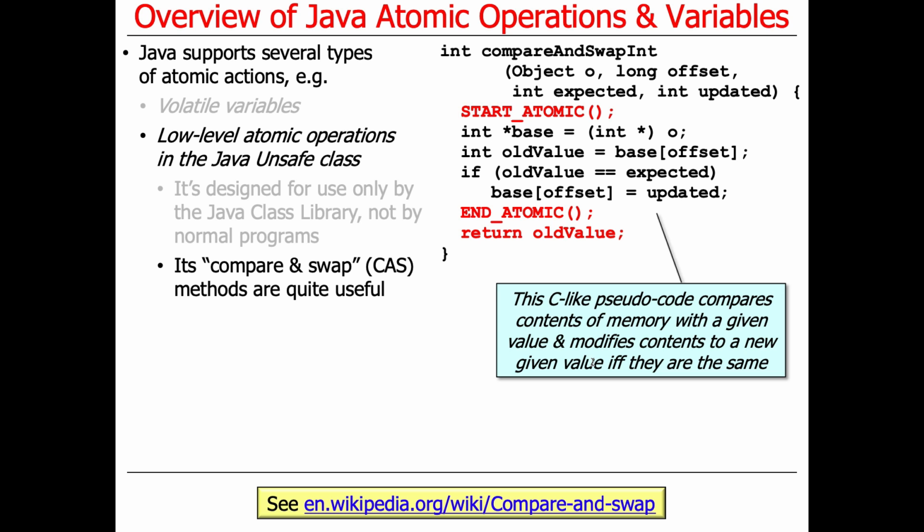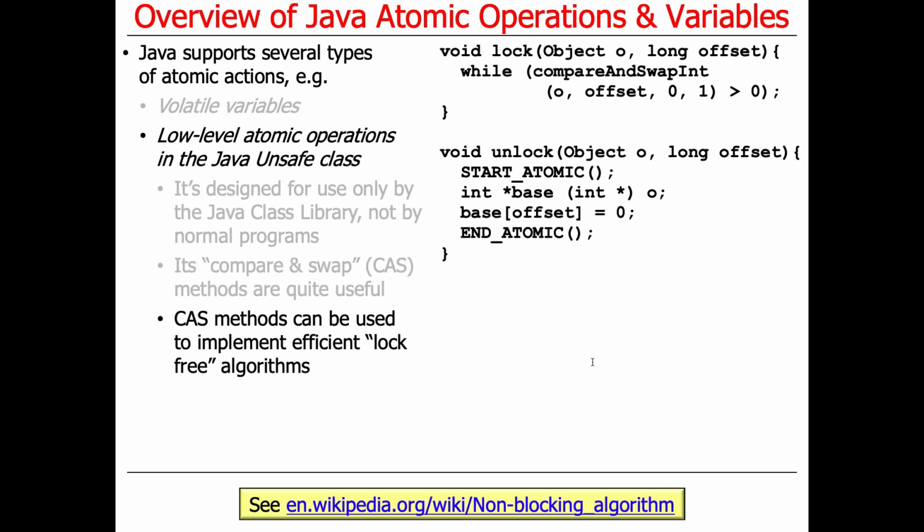I'm writing it in a C-like format because that's the way it's implemented under the hood. Obviously, this is not pure Java. What this does is it runs this code atomically. And what that code does is it goes and sees what the value at that offset is. If the value at the offset is what you expect it to be, then you update it atomically to the new value. And then you return the old value.